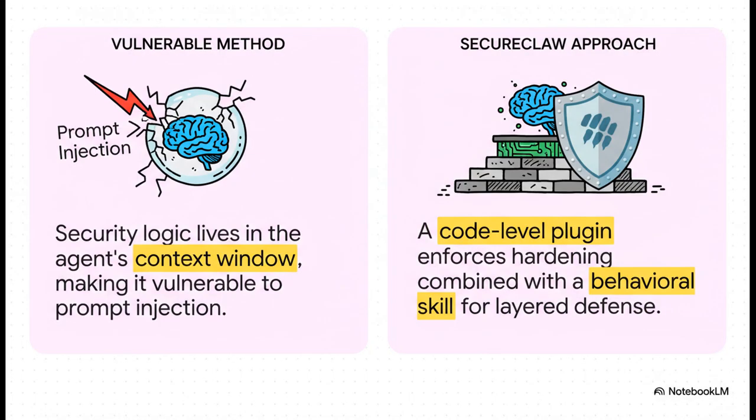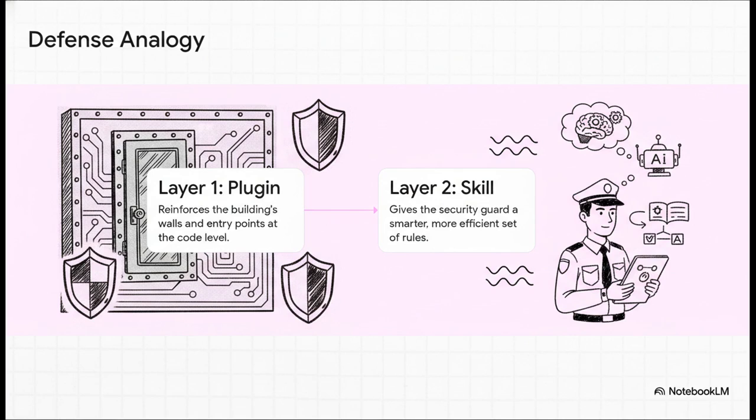This slide just lays it all out perfectly. The problem with so many other tools is that if your security is just a skill, which is basically a long set of text instructions, it lives in the agent's context window, which is super vulnerable. A clever prompt injection can just wipe it out. But SecureClaw's approach is fundamentally different. The real hardening, the core security, is enforced by that code-level plugin, and that cannot be overridden by a prompt. It's a layered, resilient defense, not just a single point of failure. Here's a really great way to think about it.